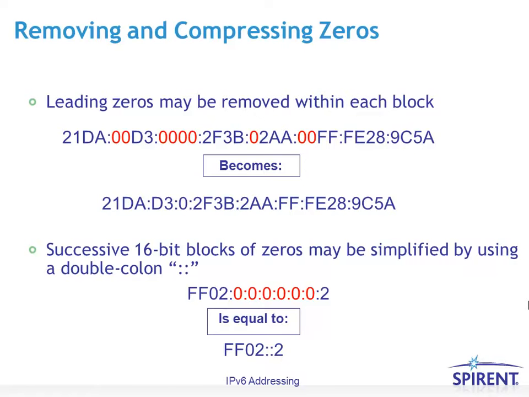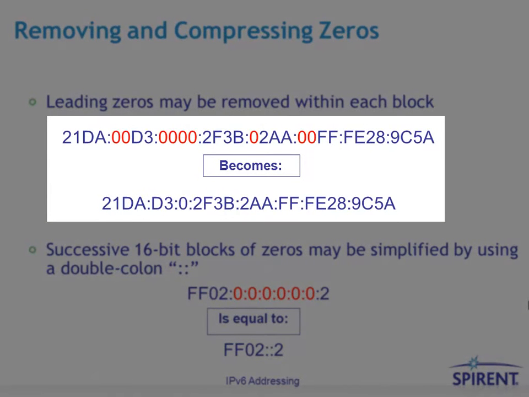The next step in making IPv6 addresses a little easier to work with and view for us human beings is the concept of removing or compressing zeros in the 16-bit blocks I mentioned before. As you can see, leading zeros can be omitted. A block of all zeros can be represented with a ::.